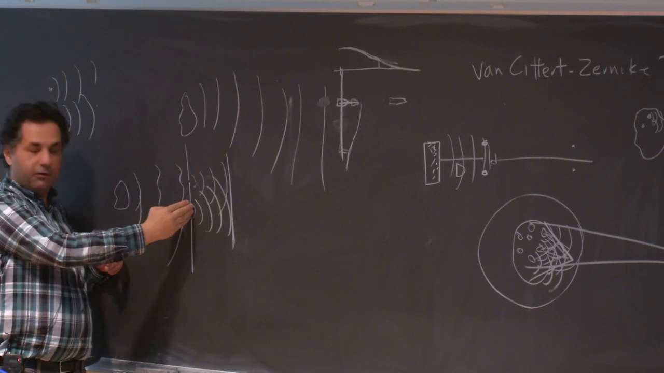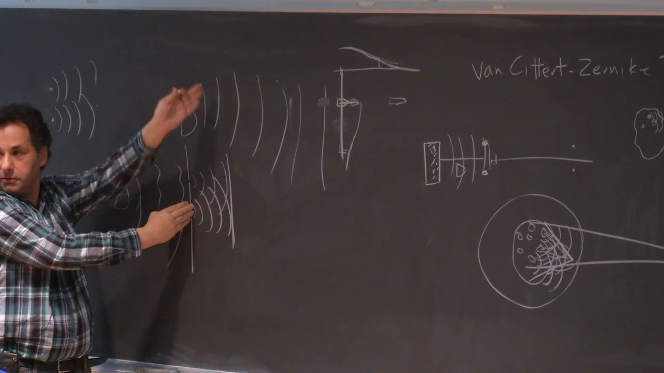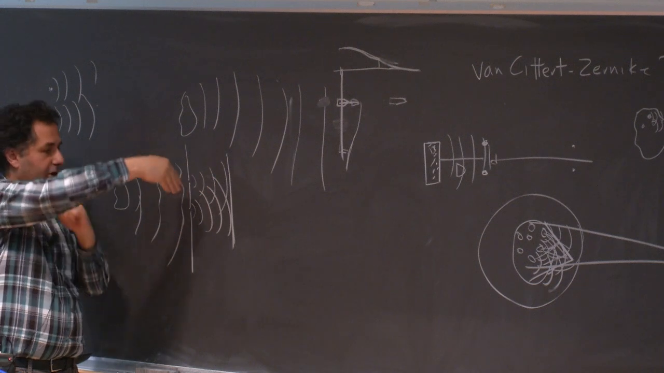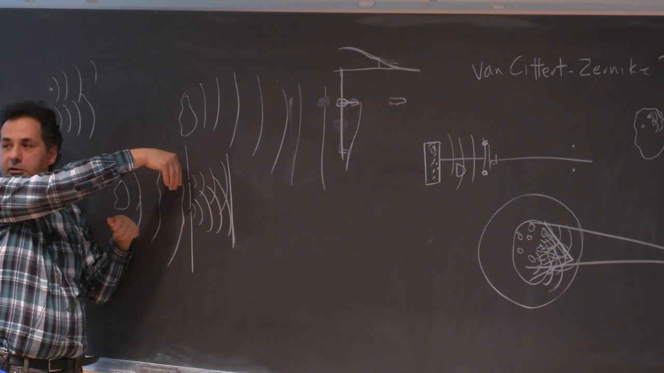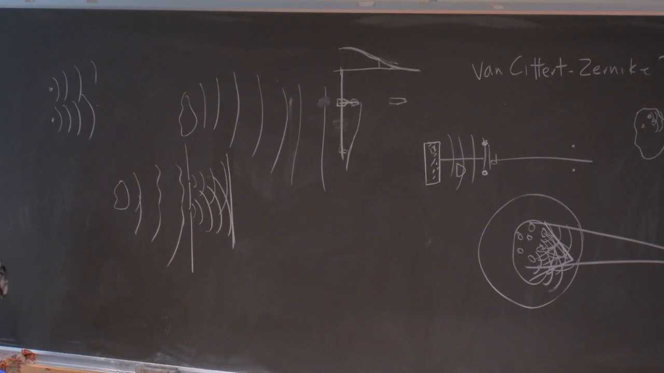If I cover one of the holes, I just get light from this one, I would get something fairly uniformly illuminated. If I cover the other one, I would get something fairly uniformly illuminated. But if I open the two, I could or could not get interference. Why wouldn't I get interference?